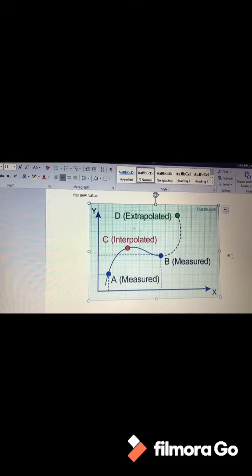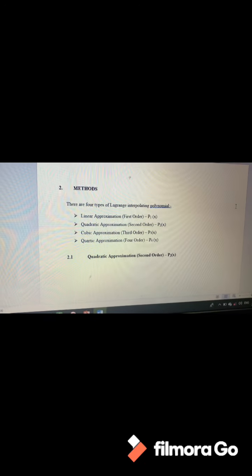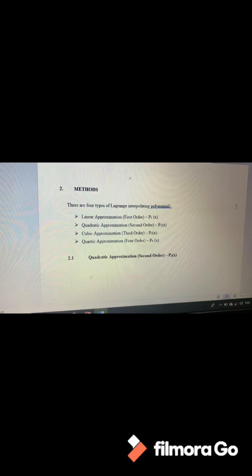In this topic, we have four types of Lagrange approximation. First, linear approximation, which is first order. Second, quadratic approximation, second order. Third, cubic approximation, third order. And lastly, quartic approximation. But in our assignment, we only use quadratic and cubic. Later, my members will explain about the types.